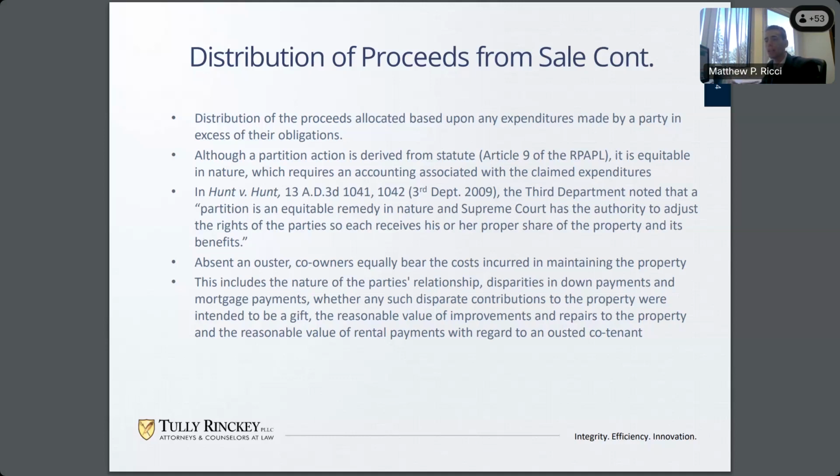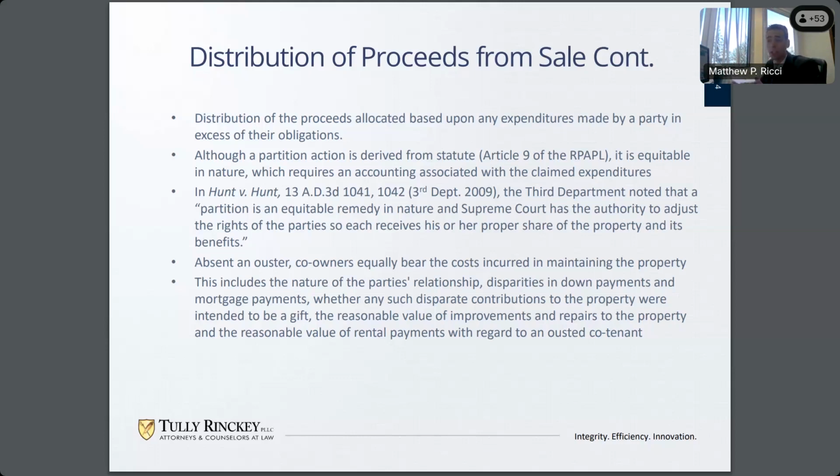Courts will also factor in the reasonable value of any types of improvements and repairs to the property, and also the reasonable value of any rental payments with regard to an ousted co-tenant. A common example of this is maybe the subject property is a rental property, and one co-owner has been collecting all of the rental money, and the other co-owner has not. Well, that one co-owner who is collecting all the rental money can't double dip and use that rental money on maybe excess expenditures and then try to recover their share of those excess expenditures.